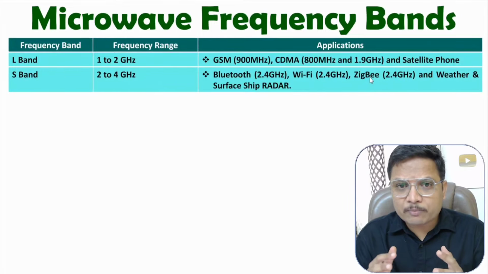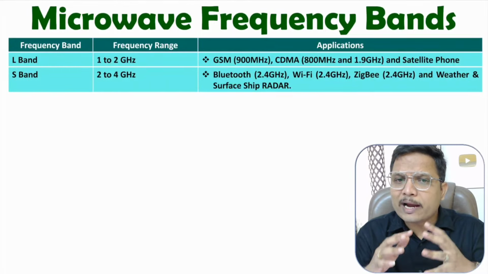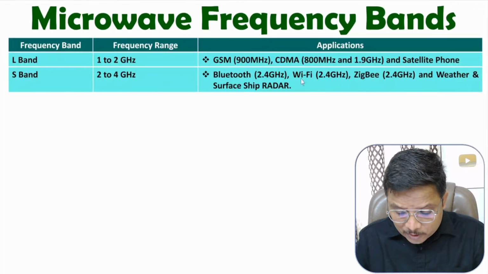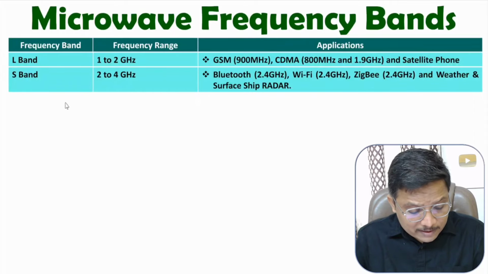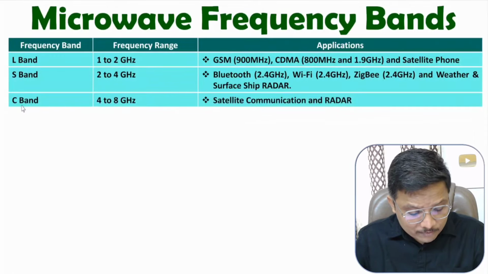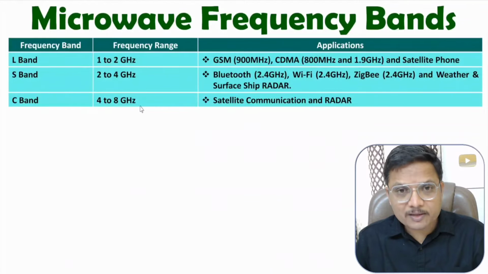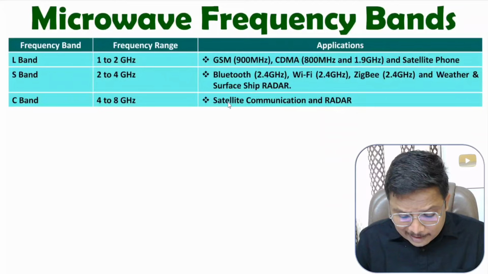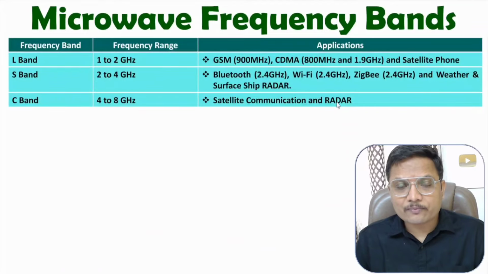So in the Internet of Things, this ISM band is widely used. With this S band, we also have applications based on radar, where we specifically use this frequency range for weather and surface ship radar. The next frequency band is the C band, with a frequency range from 4 to 8 GHz. This frequency range is specifically used for satellite communication and radar.